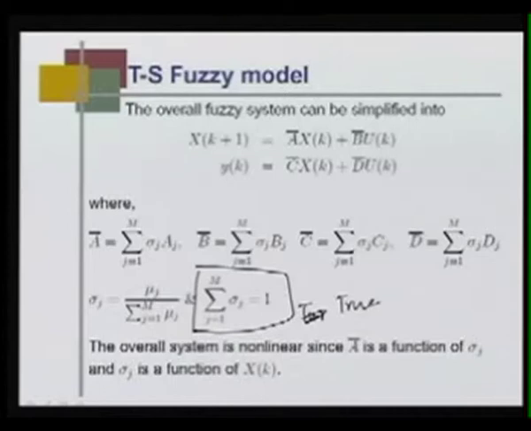Okay. So, the overall system is nonlinear. You can easily see that this is a very convenient form, although I am representing this in a state space format and it appears to be linear. It is not linear, because a bar is a function of sigma j, which you see here, and sigma j is a function of x k. Sigma j is mu j, and mu j comes from x. Okay, this is a function of x k.